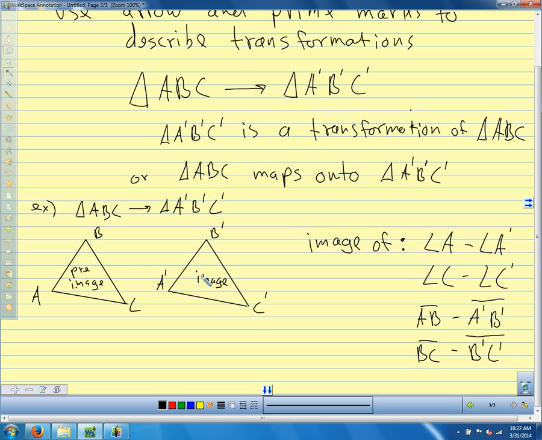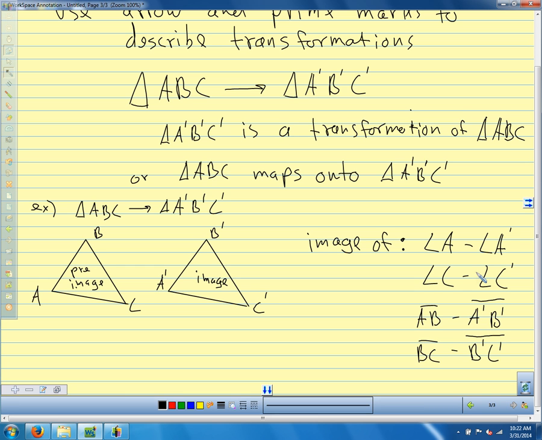Now with translations, if we're just sliding this over, it's usually pretty easy to pick out what are the image and the pre-image. Sometimes when we do rotations and reflections, it's a little harder to figure out. But we've done those kinds of things before when we figure out how corresponding sides and angles match up, to figure out congruent triangles or similar triangles, that kind of thing.